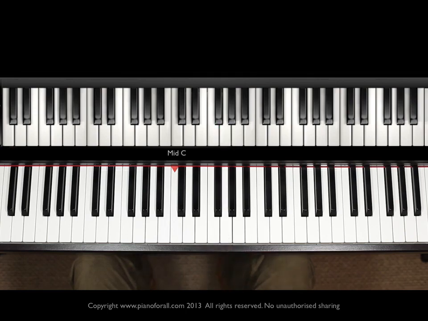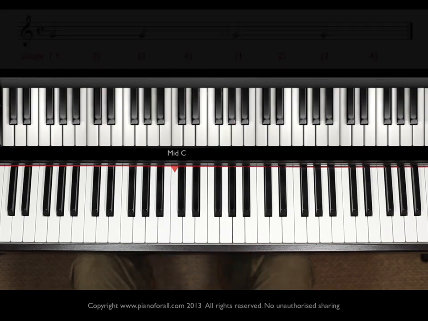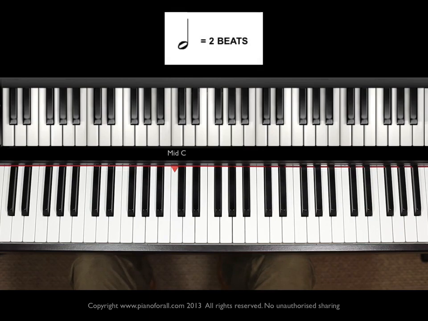Notes can also be held for 2 beats. So let's look at that. 1, 2, 3, 4. 1, 2, 3, 4. And there's the symbol for 2 beats. So it's like the letter O with a line coming up from it. It's called a minim or half note.